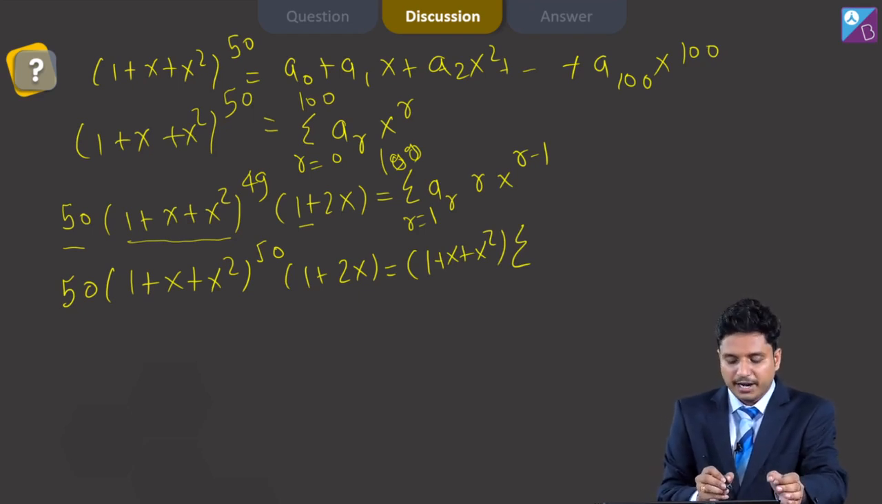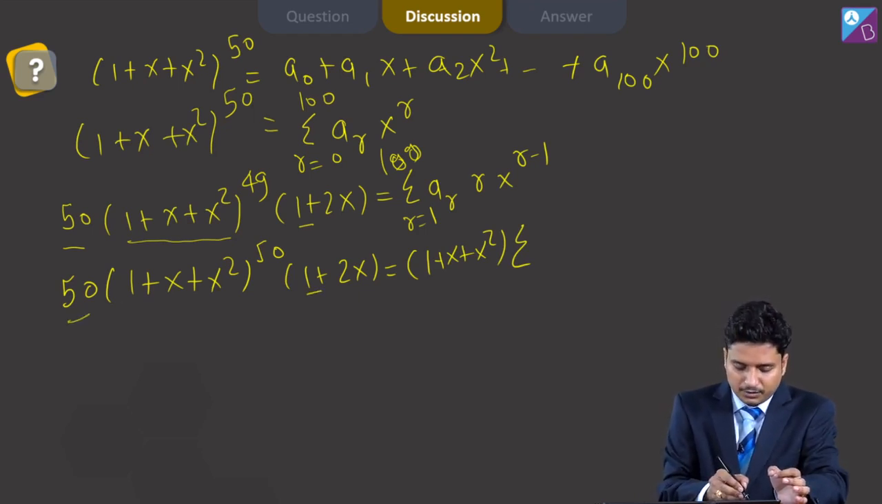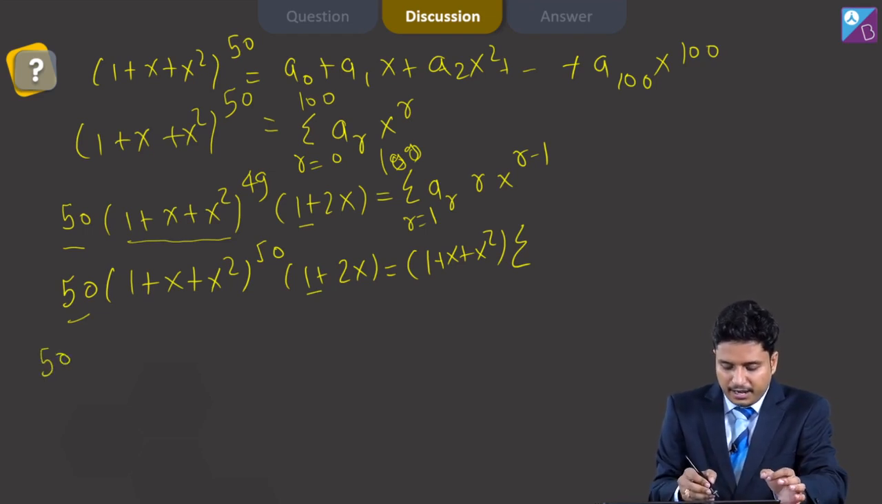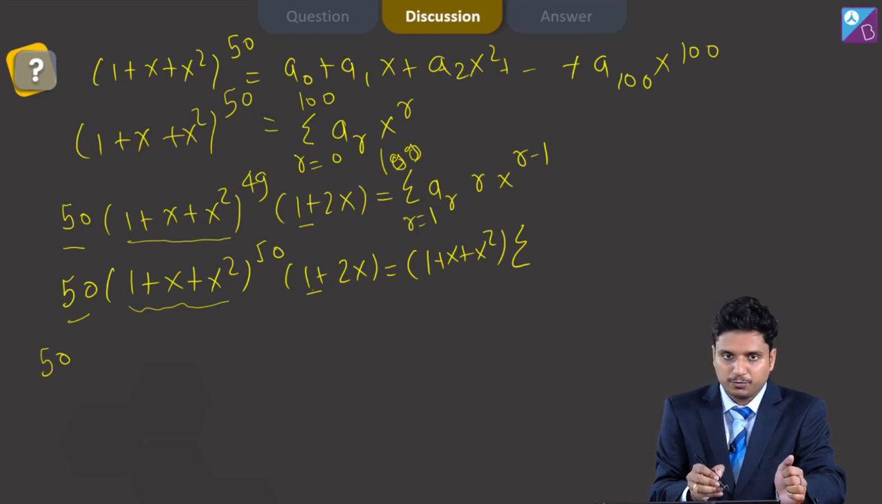If we now try to compare the coefficient of x raised to power k from both sides, what we will get, 50 into 1, 50 into this one will be there, so 50, and if x raised to power k is to be obtained, this 50 into 1 will be multiplied by the coefficient of x raised to power k present in (1 plus x square) raised to power 50.